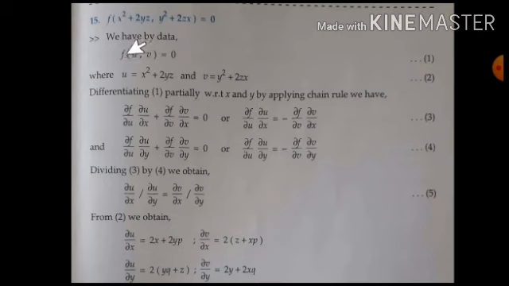Differentiating partially f with respect to x and y using the chain rule concept. Dou f by dou u into dou u by dou x plus dou f by dou v into dou v by dou x equal to 0. Right hand side it is 0. And bring this term to the right side. Then similarly, dou f by dou u into dou u by dou y plus dou f by dou v into dou v by dou y equal to 0. Bring this term to the right hand side. To eliminate the f function, divide these two equations. So you are left with this term.